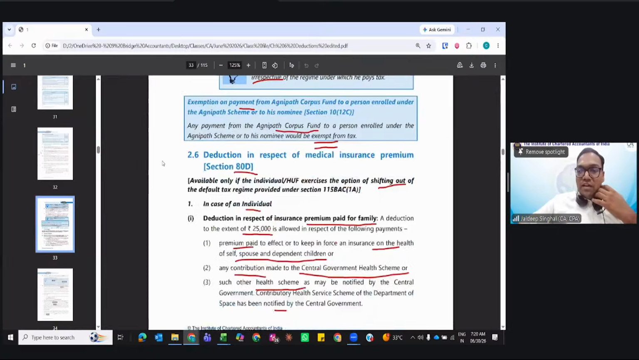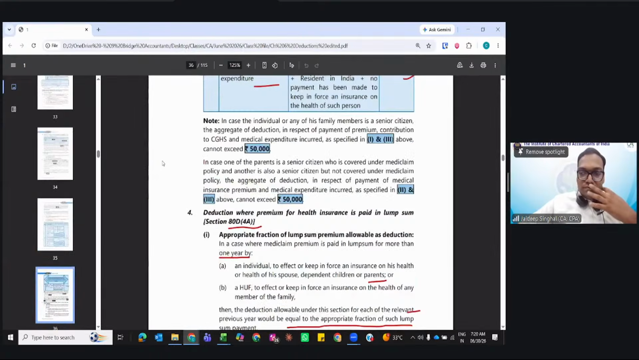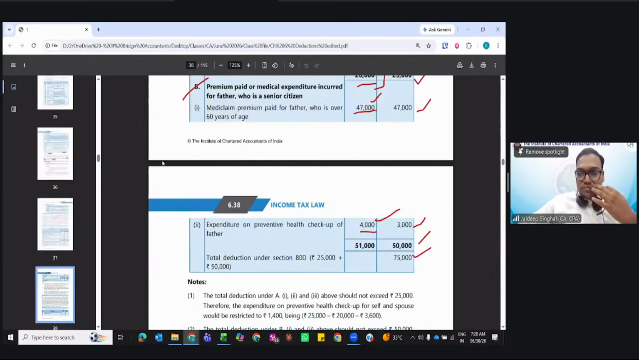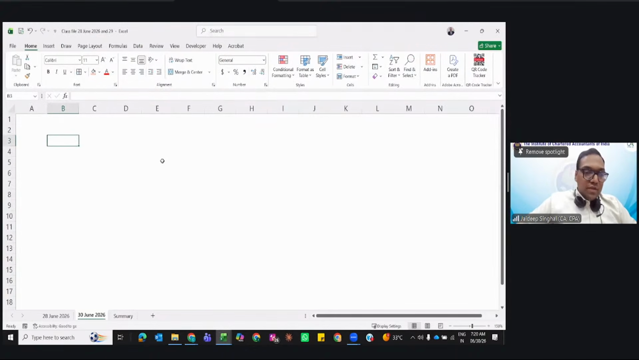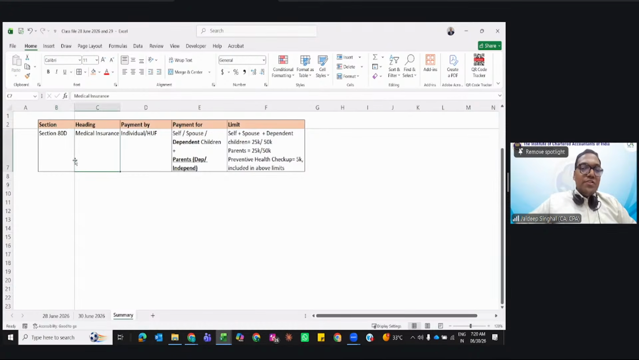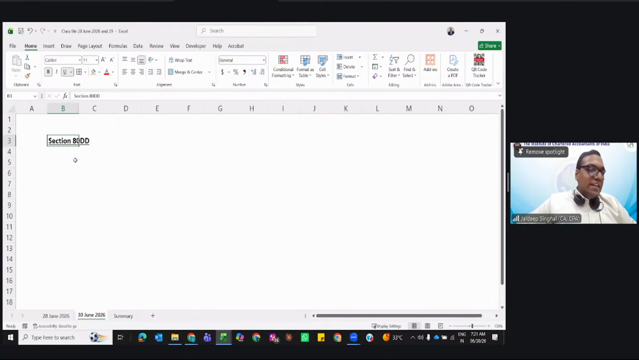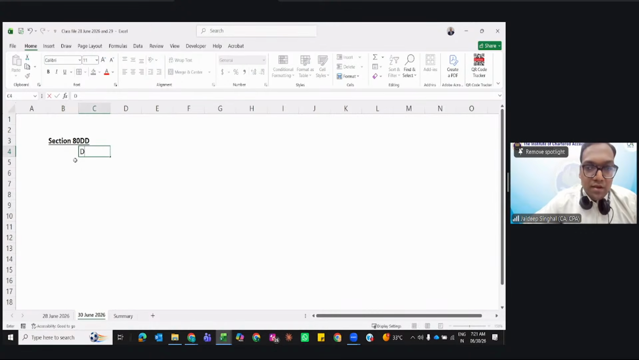After ATD, we have ATDD, section ATDD. If you see the series, the D series is about disease. In a sense, it was for medical insurance. Now the next section is ATDD. ATDD is for the dependent disabled.